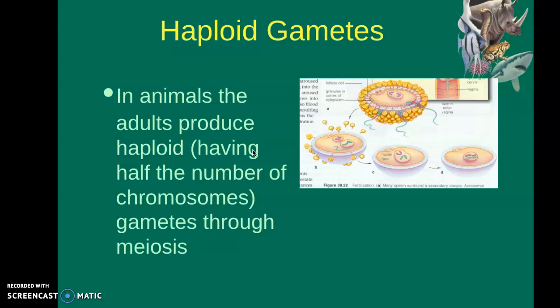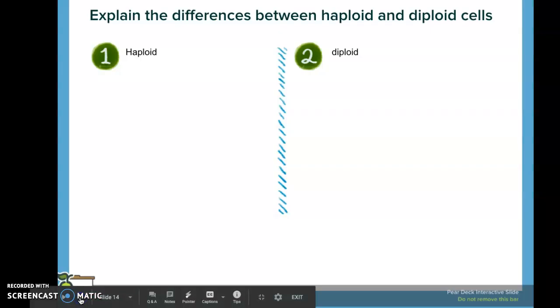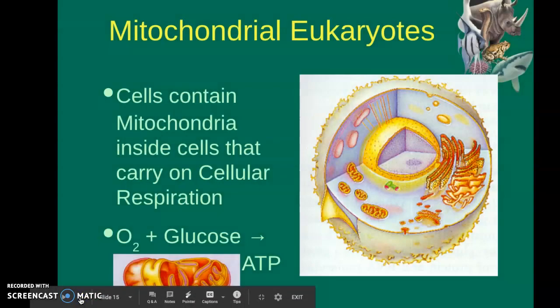So adult animals produce haploid cells that have half the number of chromosomes. They go through a division called meiosis. There are 2 parts to meiosis division that actually allows those cells to get down to half the number of chromosomes. In the case of humans, egg and sperm contain 23 chromosomes each. So when we do that in class, you'll go through and write on that.